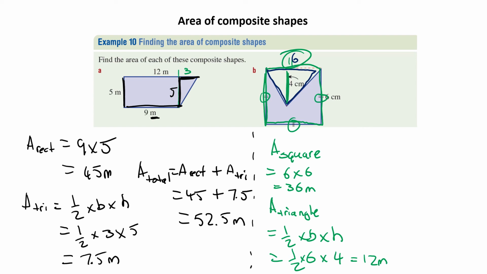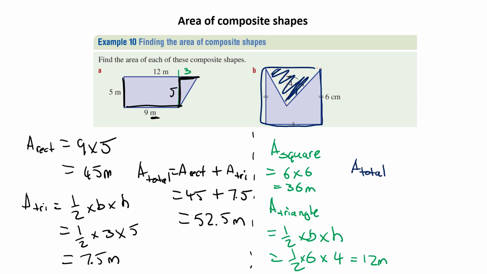Now, as I said before, this is the subtraction one. So I've got my bigger part here, and I'm going to take that away. So basically, area total is going to be equal to area of square minus area of the triangle. I should have written that before. So 36 minus 12 is going to equal 24 meters squared. And I just realized that I didn't put the proper units over there. Okay.